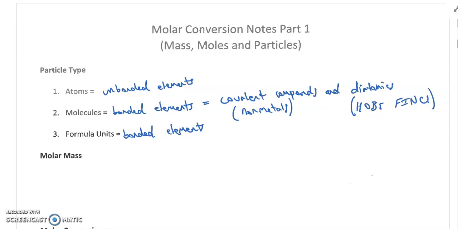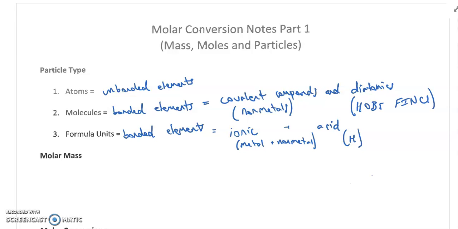Now when we talk about formula units, these are bonded elements that contain a metal. So these are going to be ionic compounds, metal with a nonmetal. We also lump acids in here. Acids have hydrogen, which kind of acts like a metal because it has a positive charge. So we'll count acids as formula units as well.